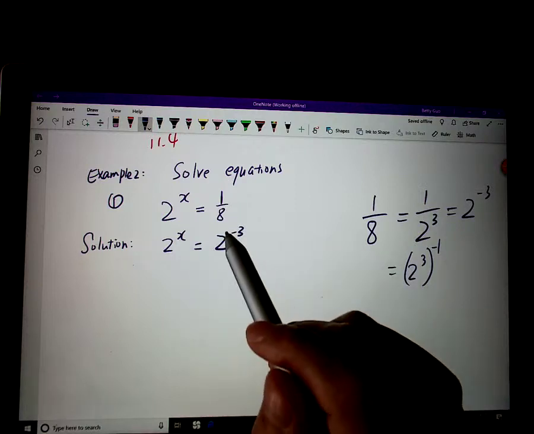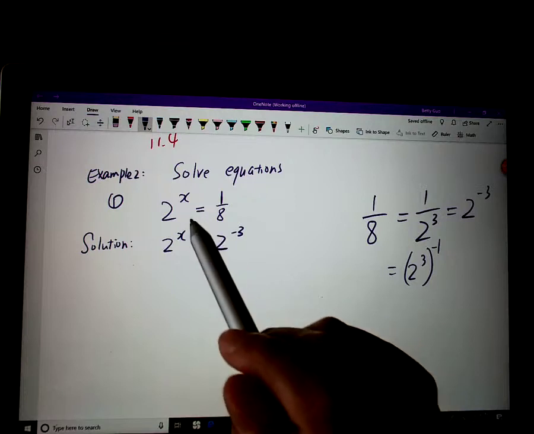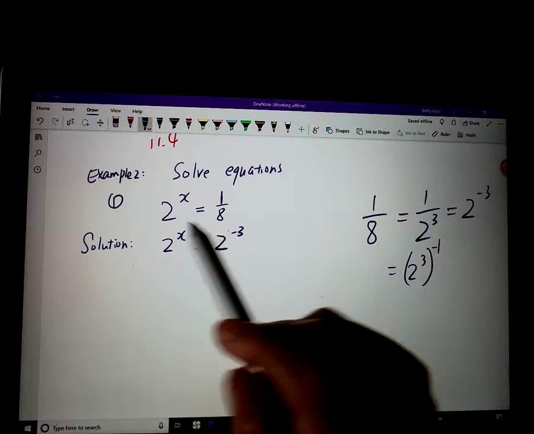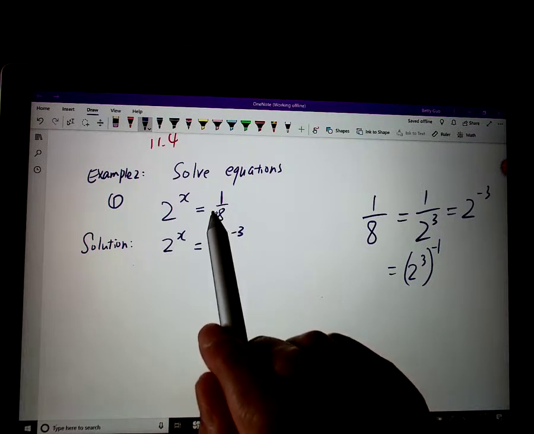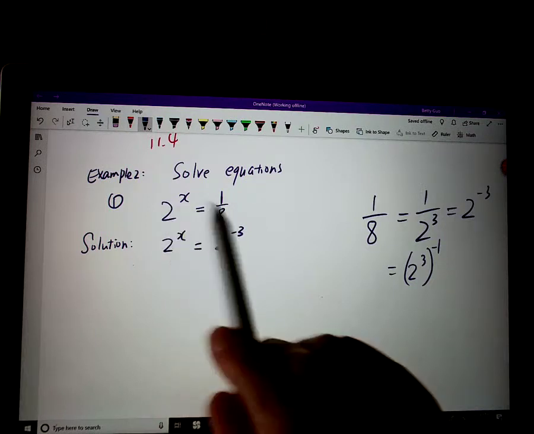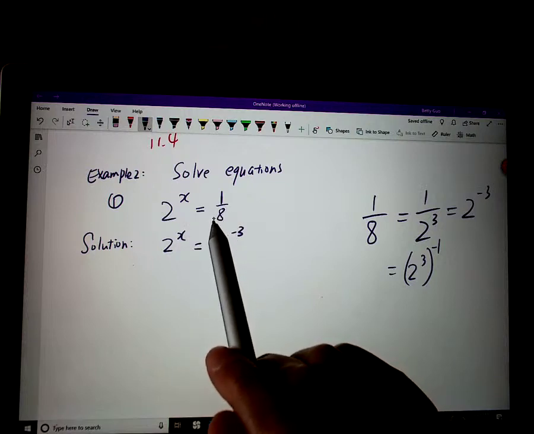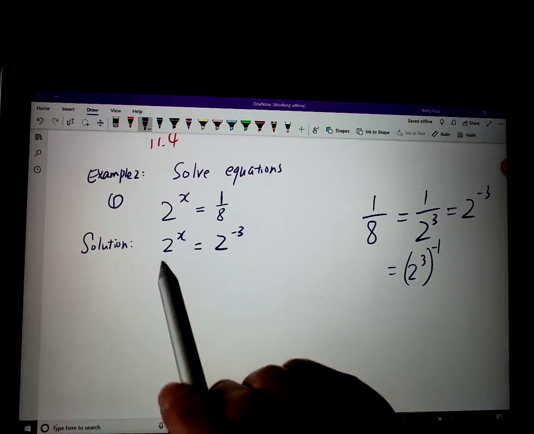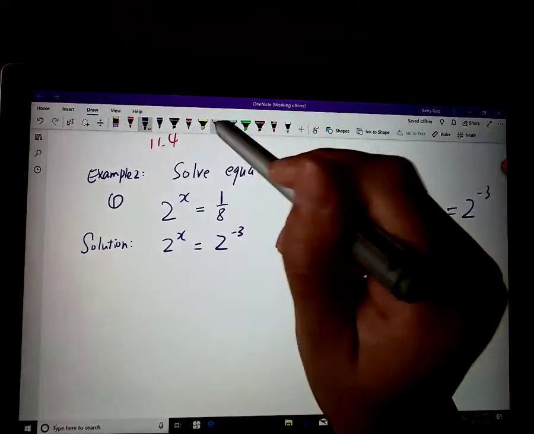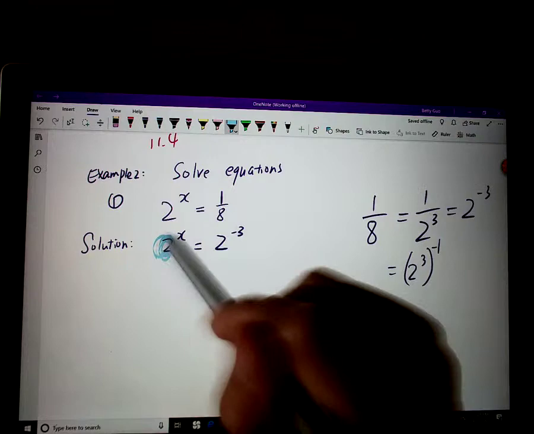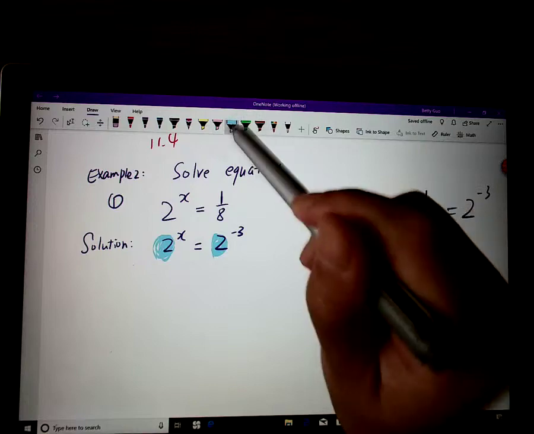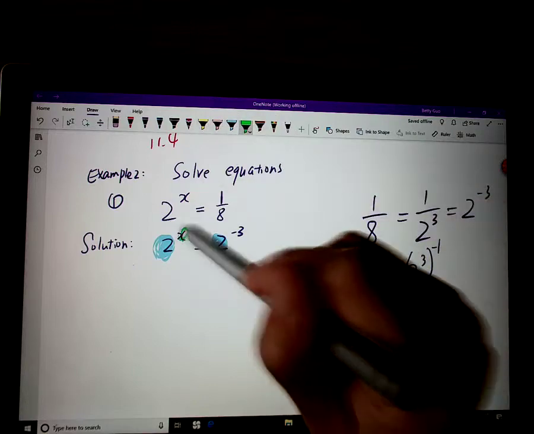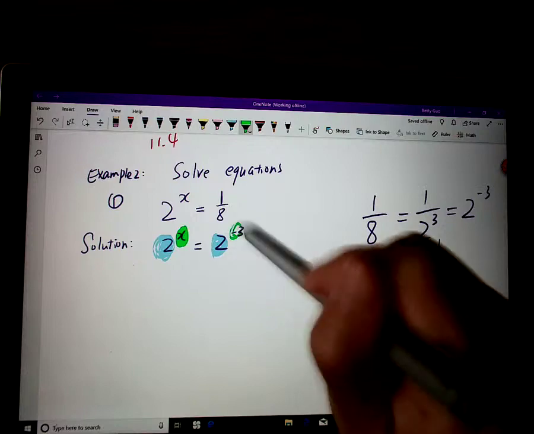This type of exponential equation, as I said, sometimes called an elementary exponential equation, is very easy to solve. By looking at both sides of the equation, you can identify that both sides can be written as a power with the same base. The base is 2, right? On the left, the exponent is x. On the right, the exponent is negative 3.